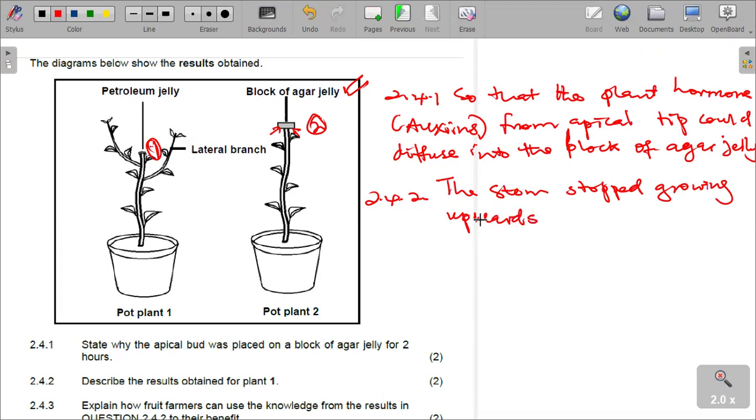The stem stopped growing upwards, resulting in lateral branches developing, resulting in lateral branches growing.